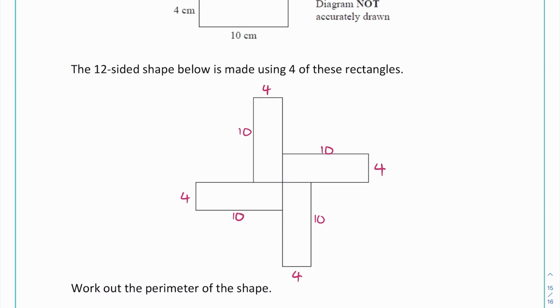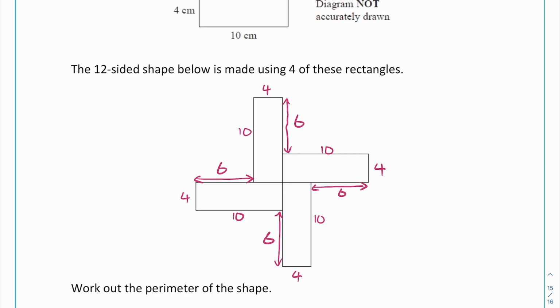And then we need to find these lengths just here, which aren't going to be awful to find, because each one of those is the gap between 10 and 4. So if you think about why that is, let's just have a quick look. The full length across is 10. This little gap here is 4, so that would have to be 6. Sorry, 4 and 6 obviously add together to make 10. So those gaps there are all going to be 6.